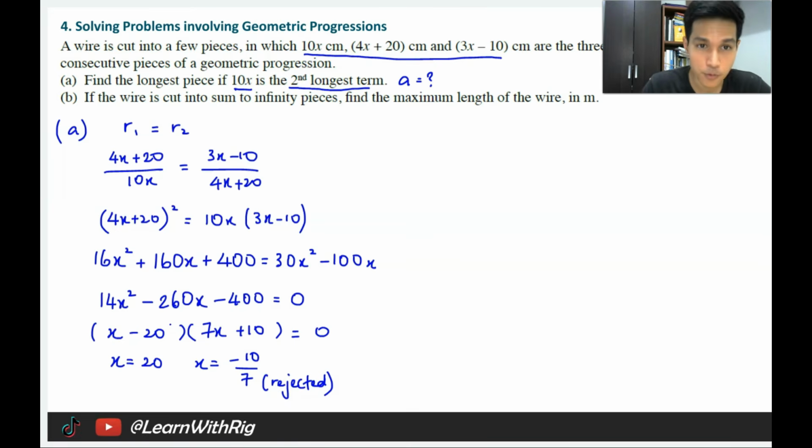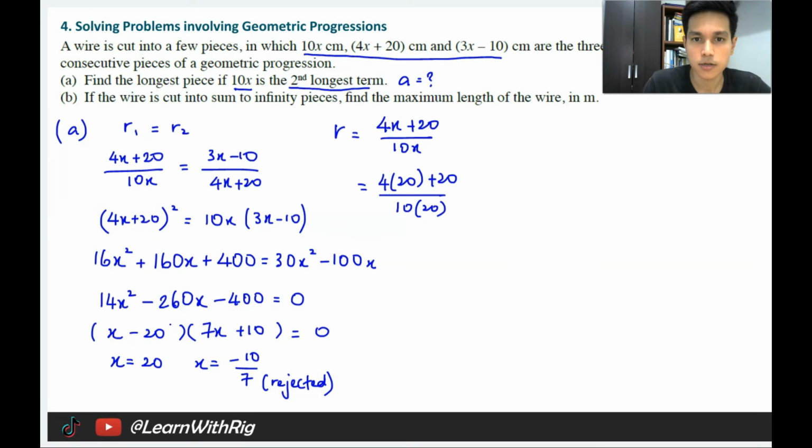Okay, so now you can find your r value. So what's your r value? r value equals 4x plus 20 over 10x, correct? So you already found your x value. So x equals 20. So 4 times 20 plus 20 over 10 times 20. So you should get 80 plus 20 is 100 divided by 200. Answer is 1 over 2, or I can say 0.5.